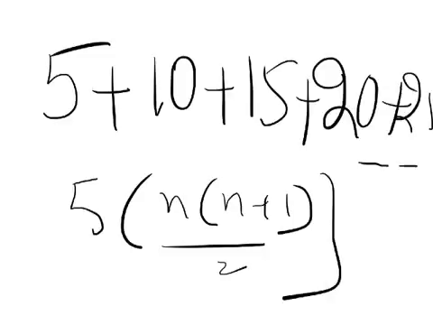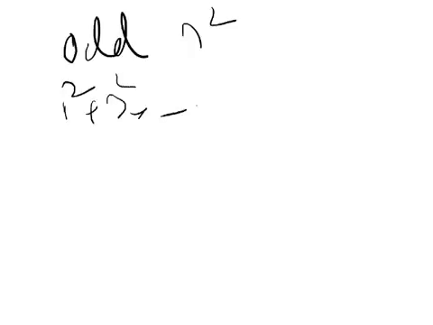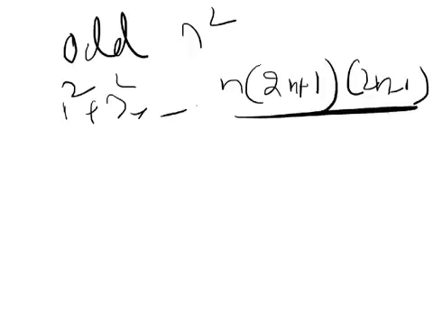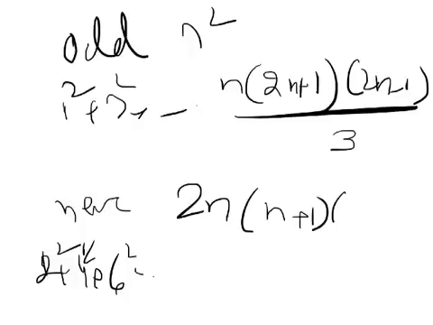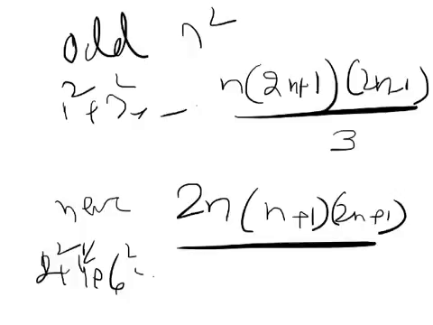Alright. So the sum of all the normal odd numbers was what? N squared. Now the sum of squares of odd numbers, 1 square plus 3 square plus 5 square, is n into 2n plus 1 into 2n minus 1 divided by 3. That is the formula for the squares of odd numbers. Fine. What is the square of even numbers? The first n even numbers' squares, which is 2 square, 4 square, 6 square, and so on, is 2n into n plus 1 into 2n plus 1 divided by 3.